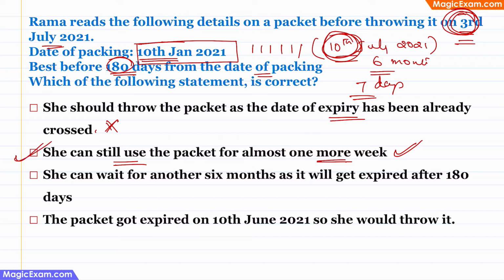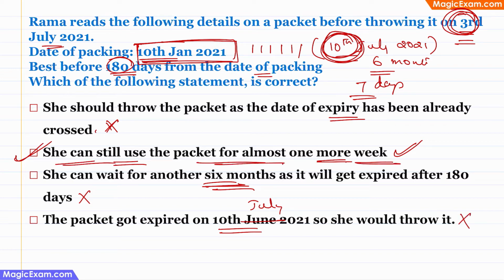Next one, she can wait for another 6 months as it will get expired after 180 days. Now 180 days is from the date of packing, which is 10th of January of 2021. Therefore, the expiry date as we calculated would have been the 10th of July. So she does not have another 6 months. Therefore, this statement is incorrect. Next, the packet got expired on 10th of June of 2021, she would have to throw it. Now this is also incorrect because the packet would have expired on 10th of July and not June. Therefore, this statement is incorrect. Therefore, she could have still used the packet for 1 more week. That is 7 more days, and that is the correct answer.